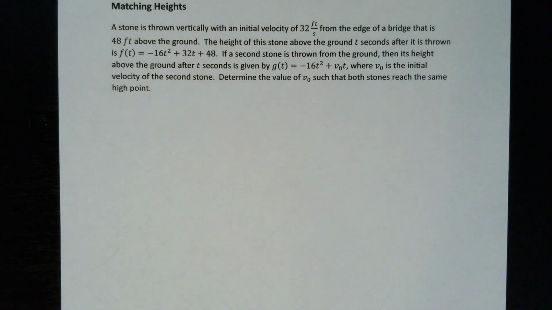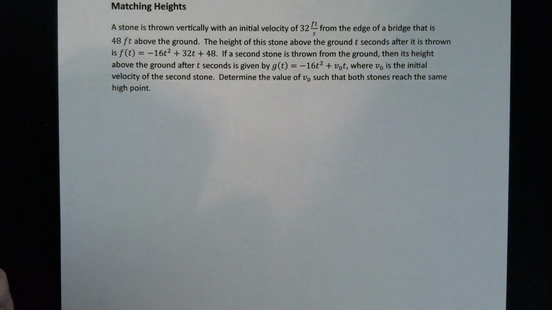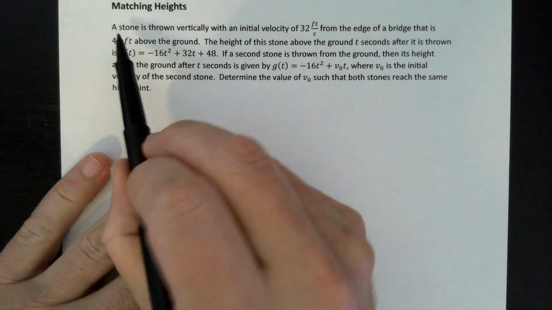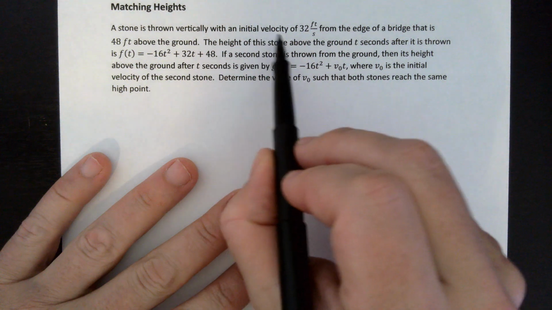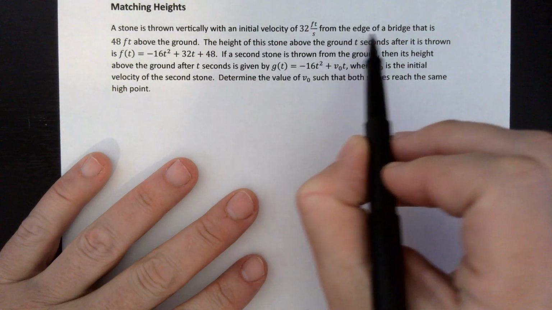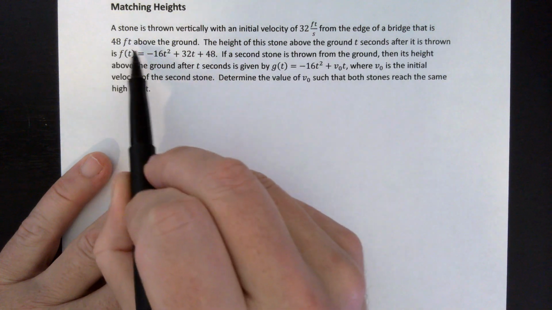In this problem, we'll be talking about matching heights. So we've got two stones that are being thrown from different starting heights, and we want to see what it would take to get those stones to reach the same high point. A stone is thrown vertically with an initial velocity of 32 feet per second from the edge of a bridge that is 48 feet above the ground.